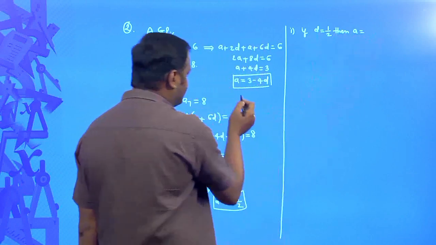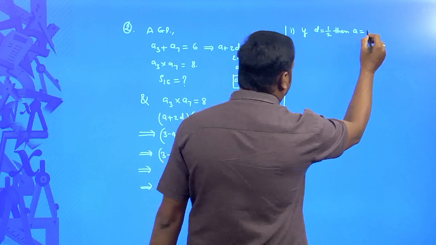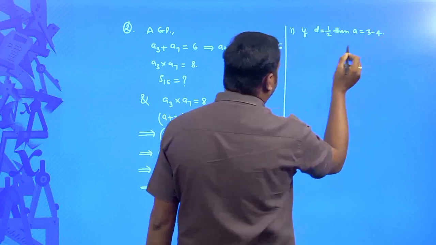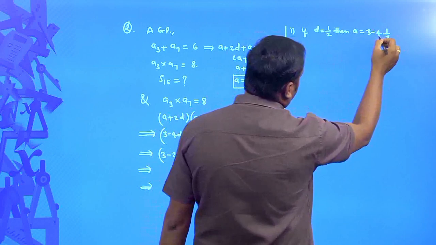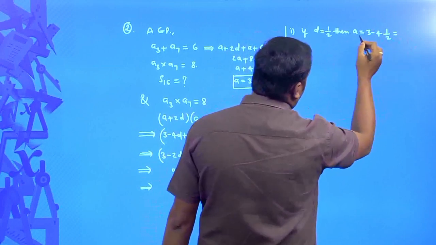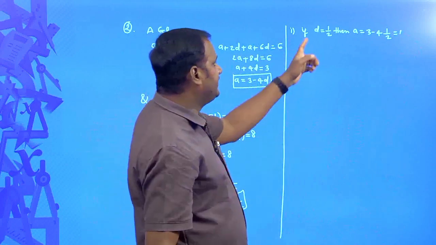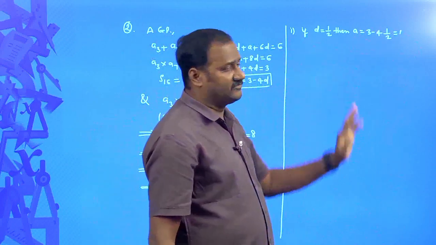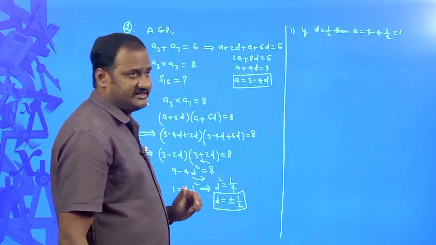A is equal to, there is a formula for a in terms of d, that is 3 minus 4d. So, 3 minus 4 into d, which is 1 by 2. 2 1s are 2, 2 2s are 4, 3 minus 2, what is the value of 3 minus 2? It is equal to 1. Therefore, the value of d is equal to 1 by 2, a is equal to 1. With the help of this a and d, you can find the sum of first 16 terms.